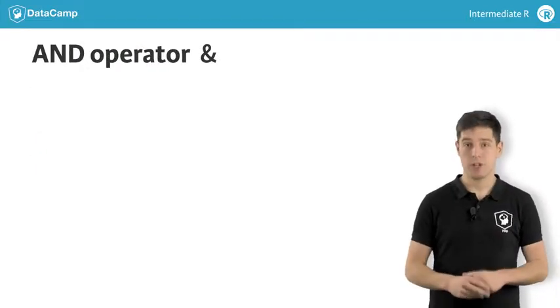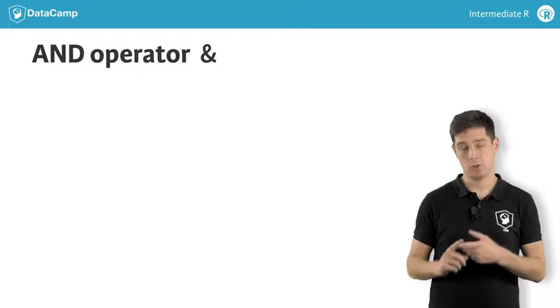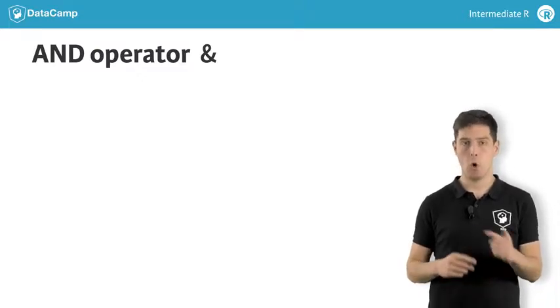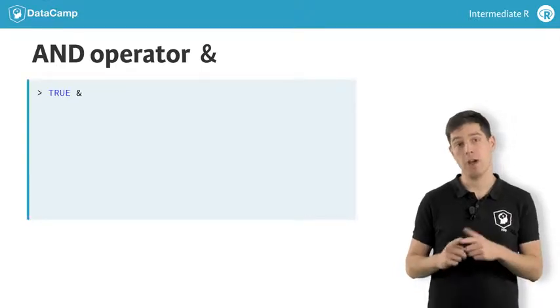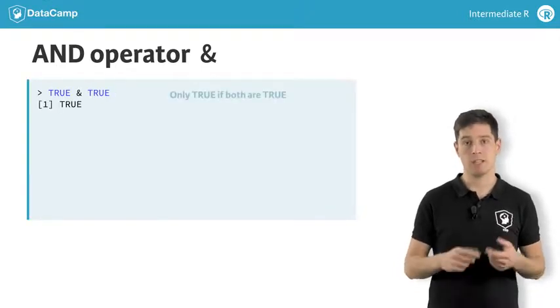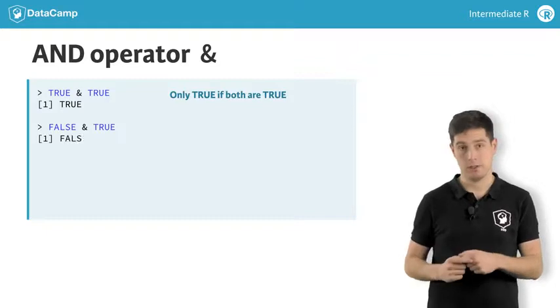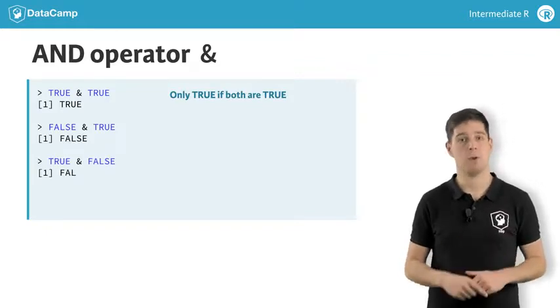The AND operator works just as you would expect. It typically takes two logical values and returns true only if both these logical values are true themselves. This means that true and true evaluates to true, but that false and true, true and false, false and false all evaluate to false.